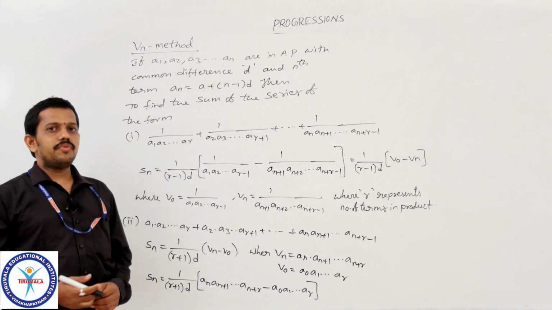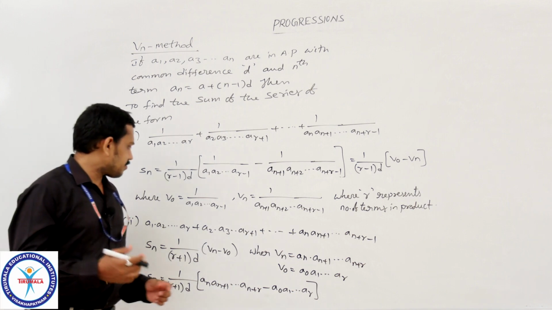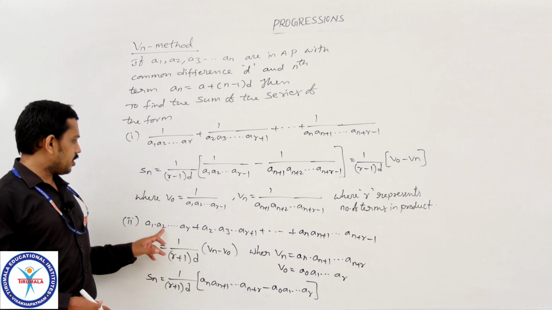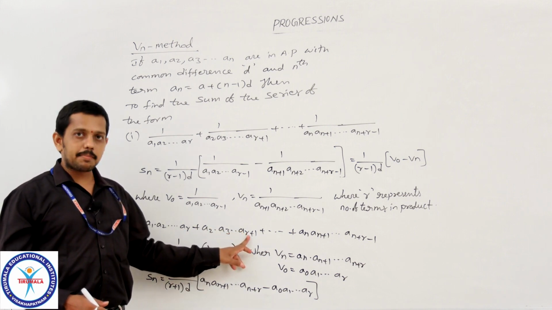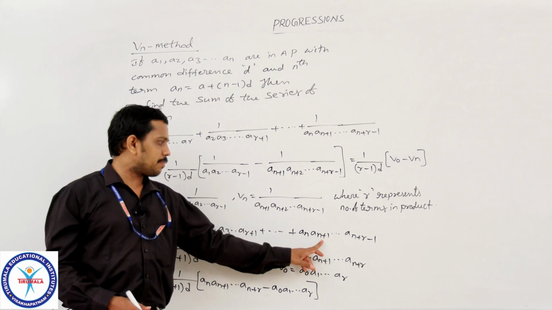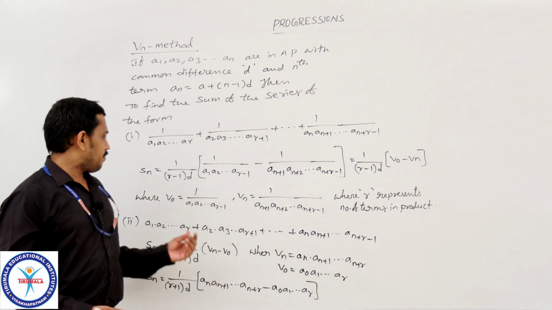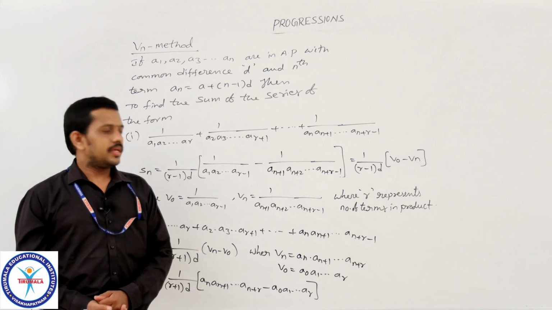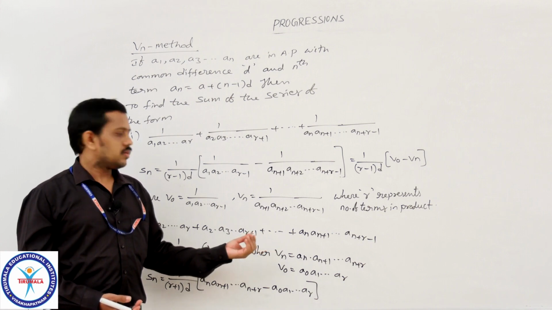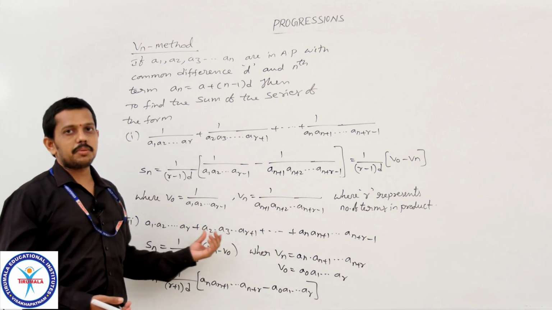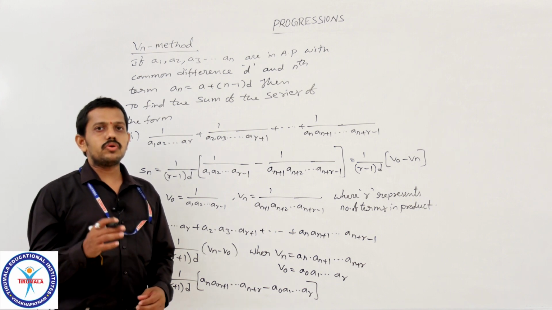Now, the Vn method to find the sum of the series of terms in the form a1 a2 and so on ar, plus a2 a3 and so on ar plus 1, plus and so on, plus an plus 1 and so on an plus r minus 1, where a1 a2 and so on an are n terms in arithmetic progression. Then how will we find the sum to n terms?